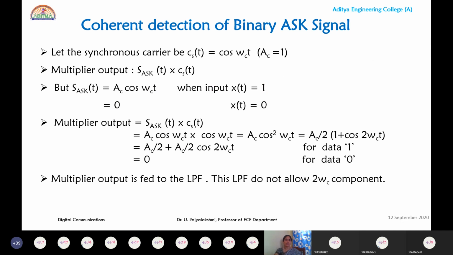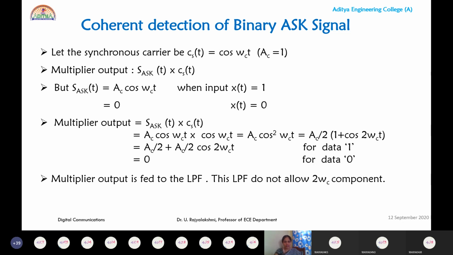Now, let us go through the mathematical analysis. So what is the synchronous carrier? Let us assume the synchronous carrier as C suffix S. What are the two types of synchronization that it should undergo to phase lock? One is frequency or phase synchronization, and the second one is timing synchronization. Timing synchronization is provided by the corresponding sampling techniques, so before generation of a digital signal itself, proper switching instants are used.